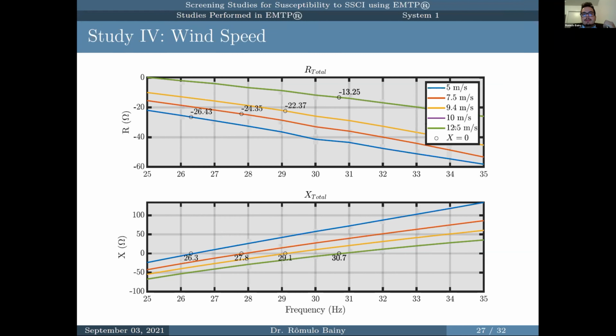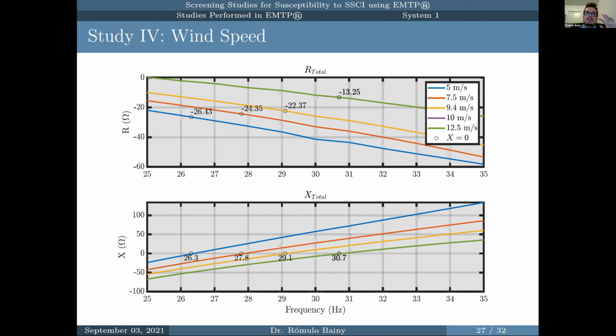And that's expected because we know that slower wind speeds are going to result in slower mechanical speeds of our rotational masses, and that's going to cause us to have a more negative resistance in our rotor if we think about the equivalent system of a type 3 wind park.